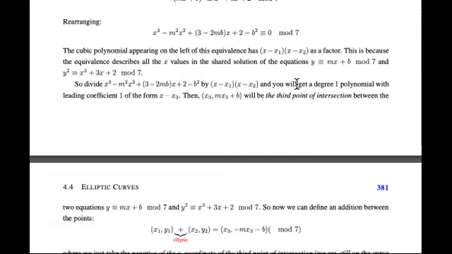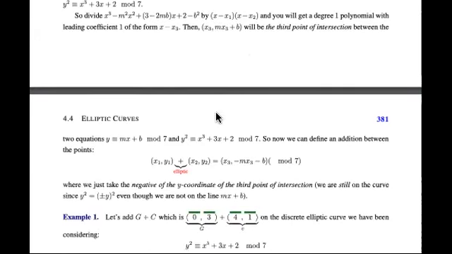Okay, then notice you can do polynomial division, and in that polynomial division, you get a remainder of 0, and your quotient is going to be a first degree, and that first degree will actually give you a third x value, which will describe a point of intersection between the two equations.